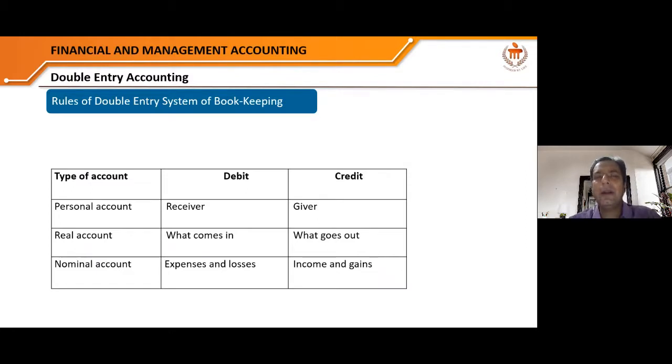Then the personal account rule is: debit the receiver, credit the giver. That is the rule for personal accounts. Real accounts are about what comes in and what goes out. So debit what comes in, credit what goes out. That is for the real accounts. For nominal accounts, debit all expenses and losses and credit all income and gains.